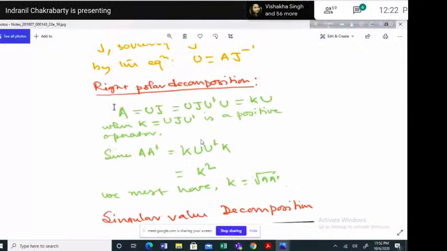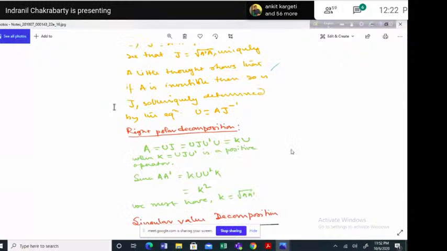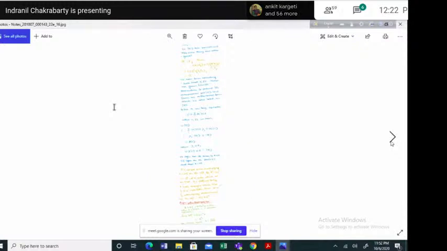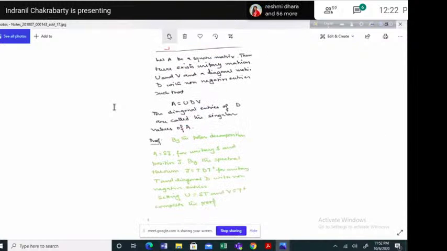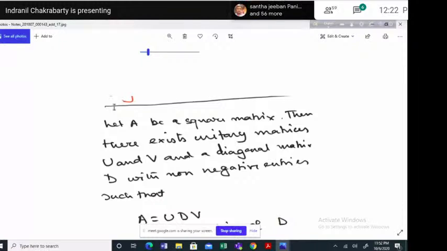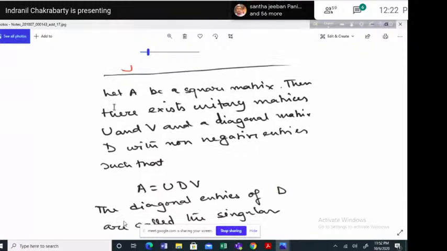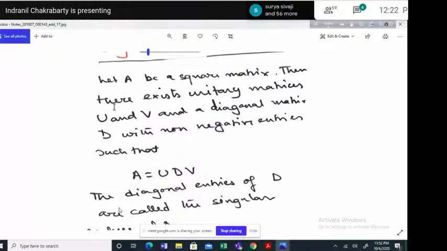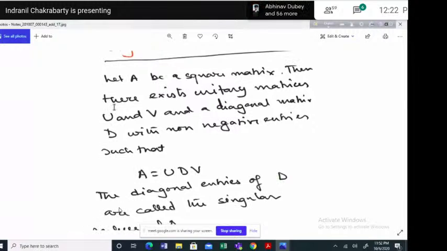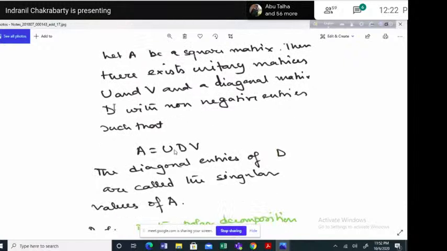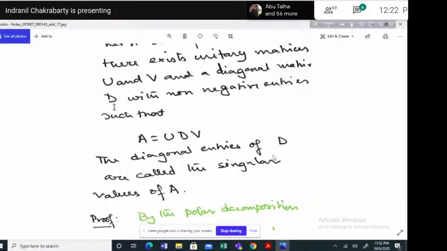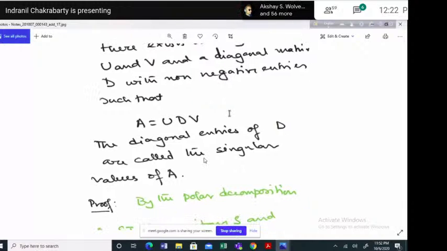So from the polar decomposition theorem, the next important thing that follows is the singular value theorem. What does the singular value theorem tell you? Let A be a square matrix, then there exist two unitary matrices U and V and a diagonal matrix D with non-negative entries, such that the square matrix can always be expressed in the form UDV, where the diagonal entries of D are called the singular values of the matrix A.